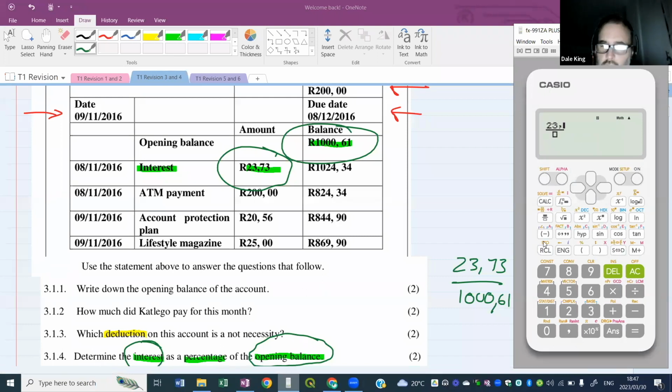So 23.73. Whoopsie. Yo, guys, this load shedding, I can barely see what's going on here. 23.73, and then I need to put it over 1,061. And then I need to times this by 100 to get a percentage. Okay, and just like you said, well done, 2.37155.